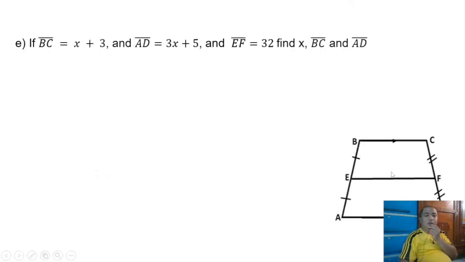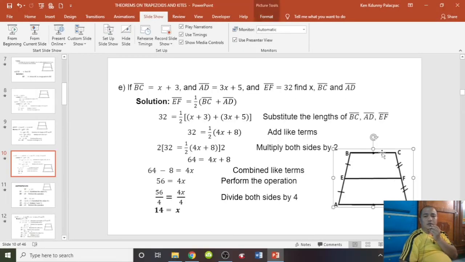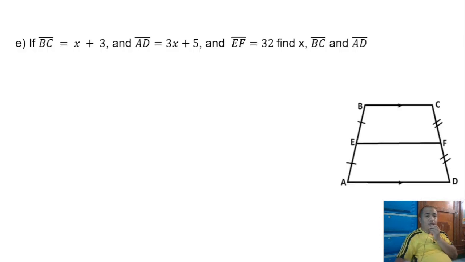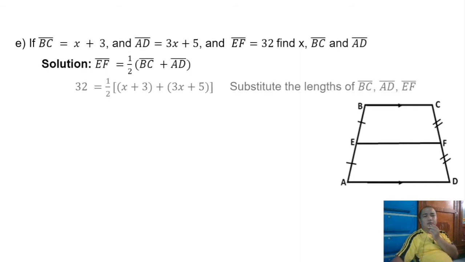Next, if BC is x plus 3, wait, can we just move it upward. Okay, if BC is x plus 3, AD is 3x plus 5, EF is 32, find x. So we can apply here the formula for finding the length of the median of a trapezoid. You substitute. EF is equal to 1/2 times the quantity BC plus AD. Substitution. 32 is equal to 1/2 times the quantity x plus 3 plus 3x plus 5.